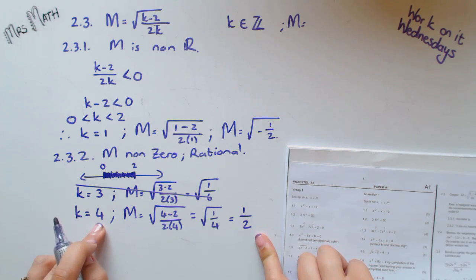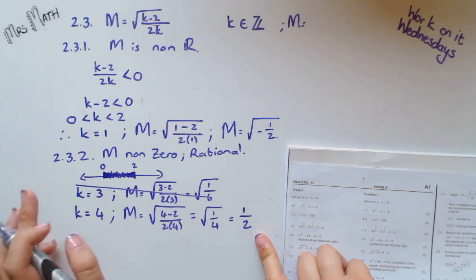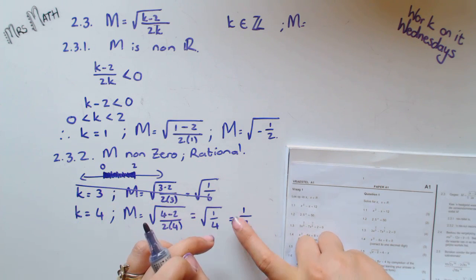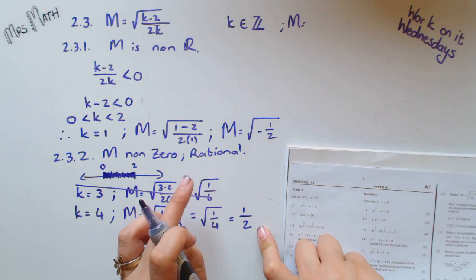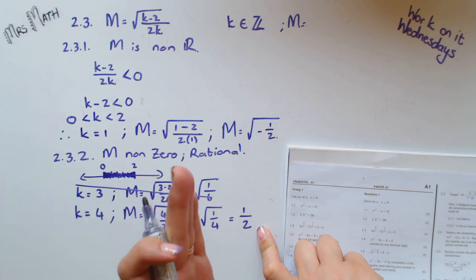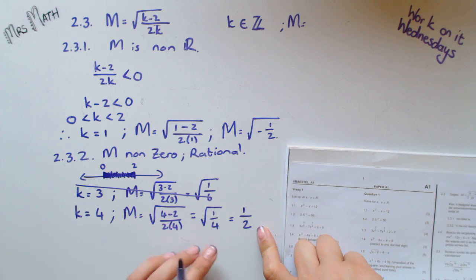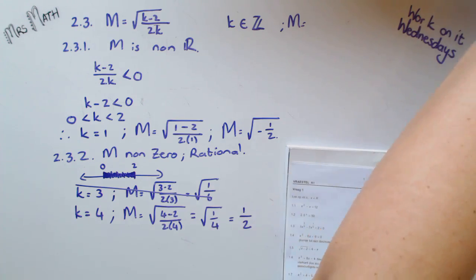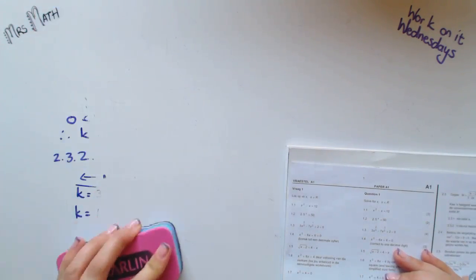Now, this is not the only correct answer for this question. To make m non-zero and also rational, it must be a fraction. But that's one answer. So you can do testing and test a few to see if you can get a value that works for this. They don't need all values, they just need a value. All right, let's look at question 2.4.